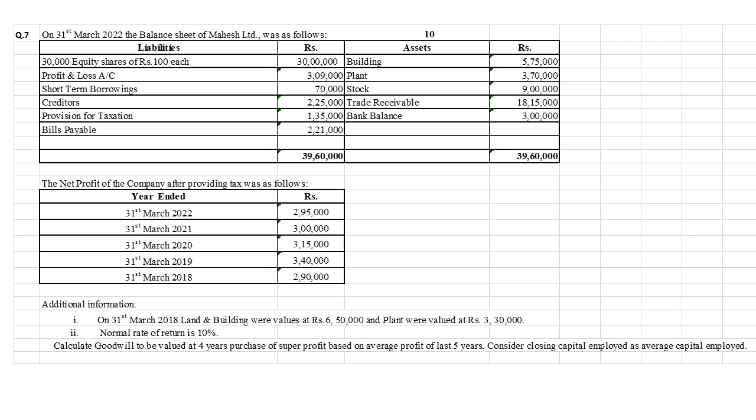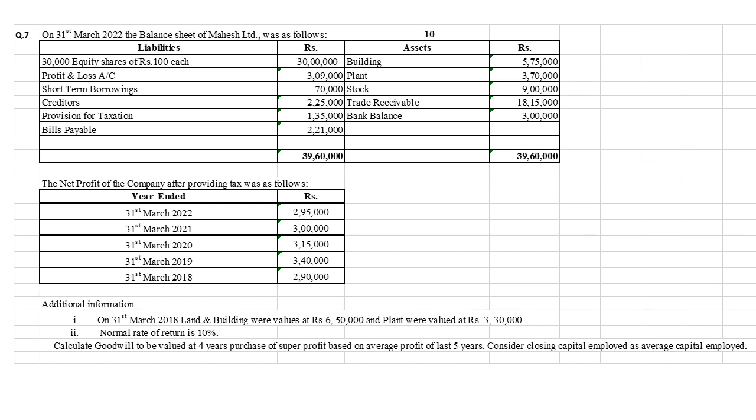Let's see the problem. On 31st March 2022, the balance sheet of Mahesh Limited was as follows. 30,000 equity shares of rupees 100 each, value 30 lakhs, profit and loss account 3 lakh 9,000, short-term borrowing 70,000, creditors 2 lakh 25,000, provision for taxation 1 lakh 35,000, bills payable 2 lakh 21,000, building 5 lakh 75,000, plant 3 lakh 70,000, stock 9 lakh, trade receivable 18 lakh 50,000, bank balance 3 lakhs.